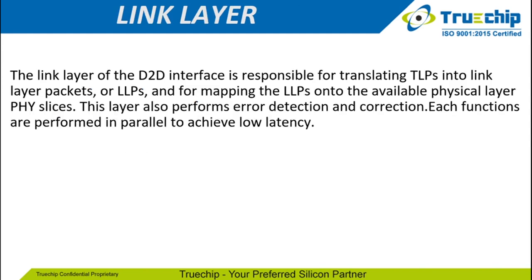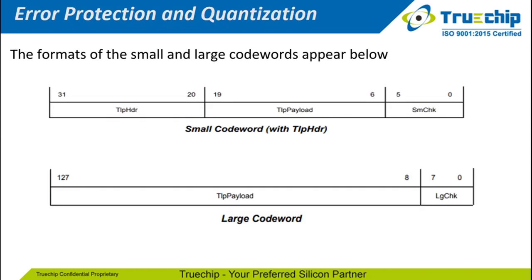So here we will have a brief about link layer. The link layer of the die-to-die interface is responsible for translating TLPs into link layer packets or LLPs, and for mapping the LLPs onto the available physical layer PHY slices. This layer also performs error detection and correction. These functions are performed in parallel to achieve low latency. So now we have error protection and quantization. So the formats of these small and large code words. So we can see here we have two formats.